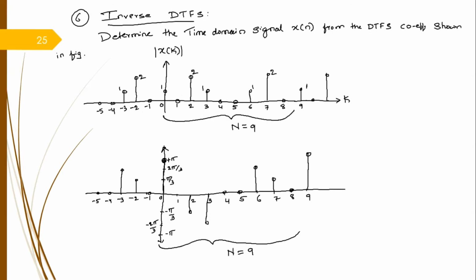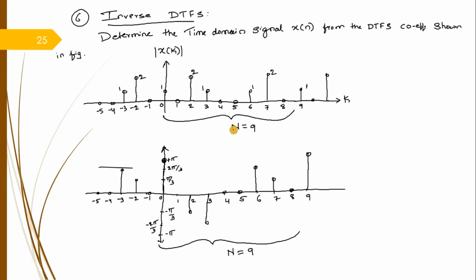Inverse DTFS problems I am taking now. So inverse DTFS is like a reverse question. We'll be giving DTFS coefficients and you are supposed to find out the time domain signal x of n. X of k's are given, you need to find x of n. Quite the reverse way of what we did till now. So here we start the analysis. What is given?